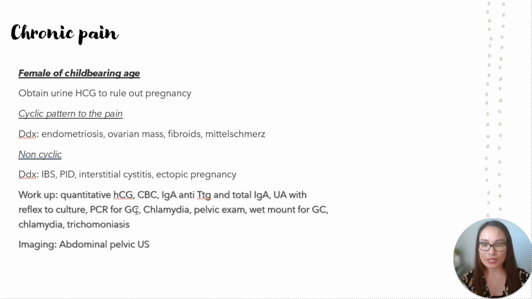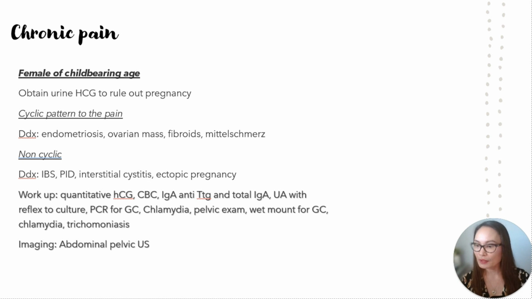Your workup is going to be this, depending upon the result of the urine HCG. If it's positive, you can add in quantitative HCG. CBC, work them up for celiac disease because you want to rule this out before you can consider IBS. UA with reflex to culture, your gonorrhea, chlamydia, pelvic exam, wet mount for GC, chlamydia, and trich. Imaging is going to be abdominal ultrasound.